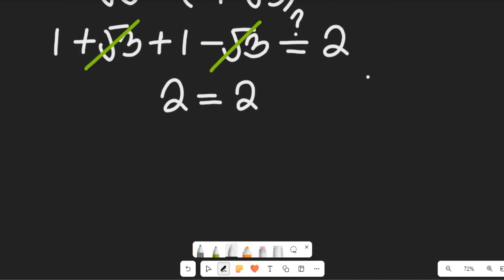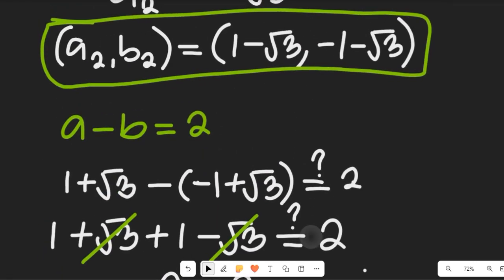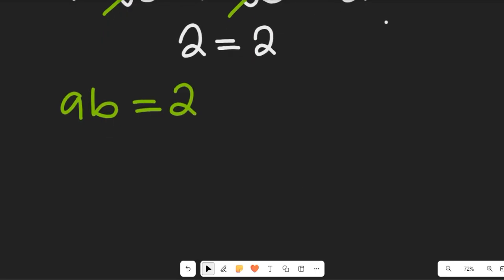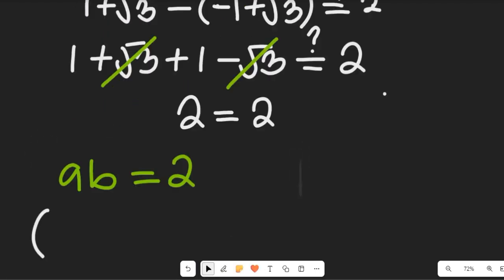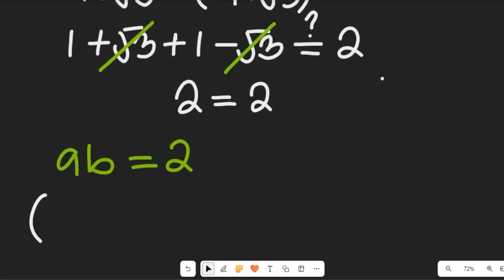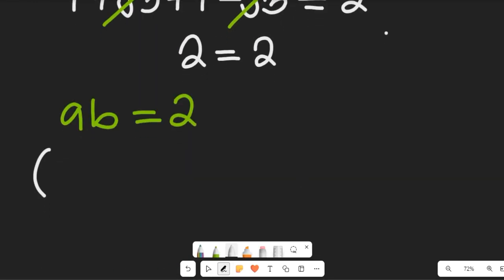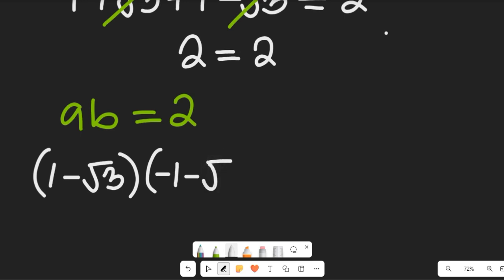Now from that same expression, we are told that a multiplied by b must be equal to 2. Now let's test that using the second expression, a2 and b2. From the second expression, we'll have our a to be equal to 1 minus root 3. So we have this to become 1 minus root 3 multiplied by minus 1 minus root 3, that is b. Now with these two expressions, will they give us 2?